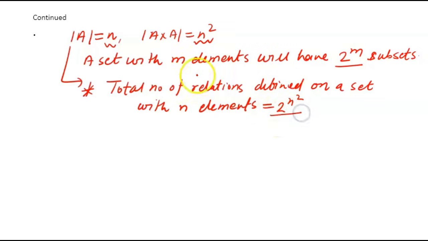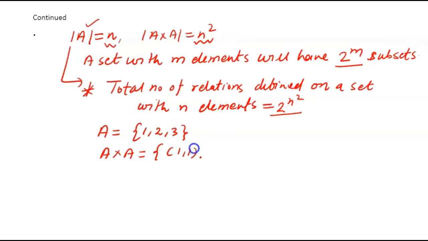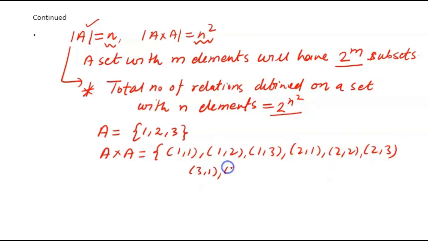Why 2 to the power n square? Because the total number of elements in A cross A is n square, and a relation on a set A is a subset of A cross A. To understand it better, suppose I take a simple example. Suppose I take a set which contains just 3 elements, 1, 2, 3. And if I ask you what is A cross A, you will say that it has 9 elements: (1,1), (1,2), (1,3), (2,1), (2,2), (2,3), (3,1), (3,2), and (3,3).